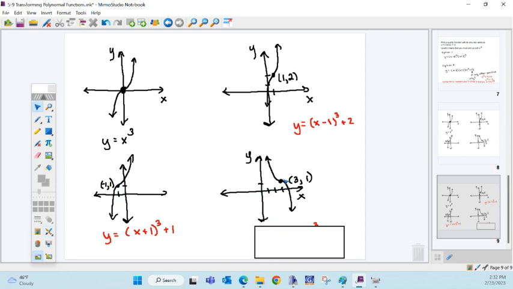This one went right 3 and up 1. Go ahead. It will be negative parentheses x subtracted by 3 to the cube plus 1. Yes. Why was there a negative out front? Because it flipped over. So instead of being down and up, this one's up and down. So it flipped it across the axis, and then moved it over 3 and up 1. Okay? All right. That's it for the new material.